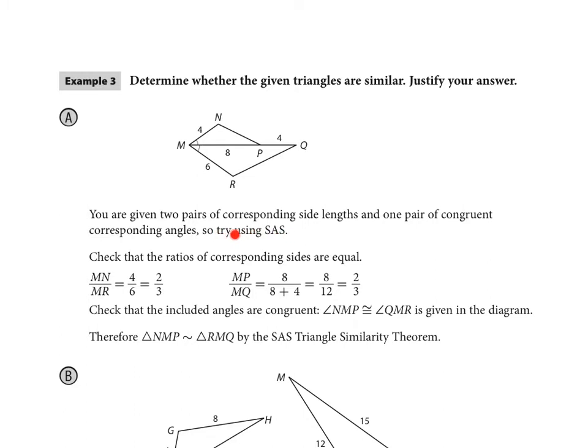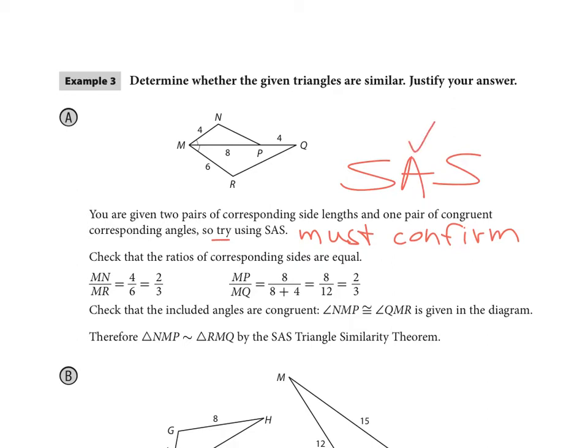Notice we think SAS is going to work, but we must confirm. Let's write that down. Must confirm what we think is going to work. Okay? We can try it, but we need to actually prove it. So obviously we already know that the angles are congruent, so the only thing left for us to verify out of SAS are the two S's, okay? So that's where we use our proportions of corresponding sides.